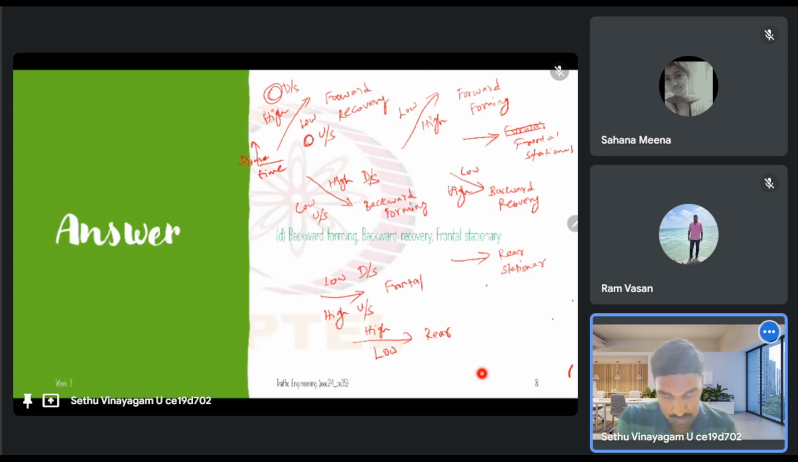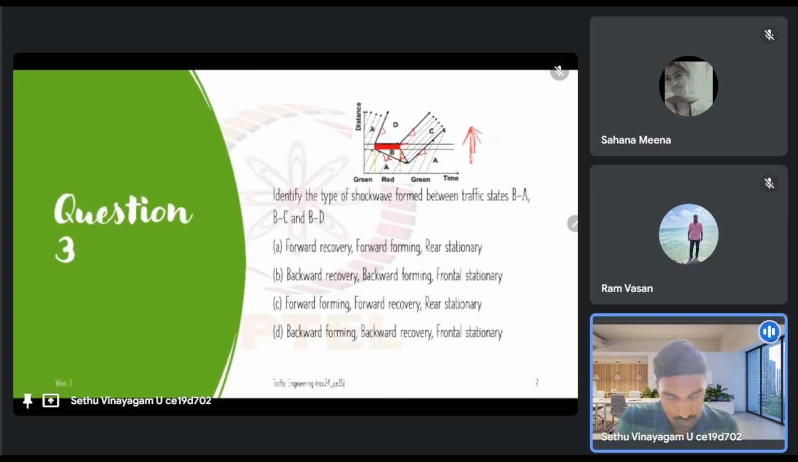So what we have here, if you look at B and A, traffic state B, this is a signalized intersection, right? So during the red time, what is happening? So this is basically your stop line.